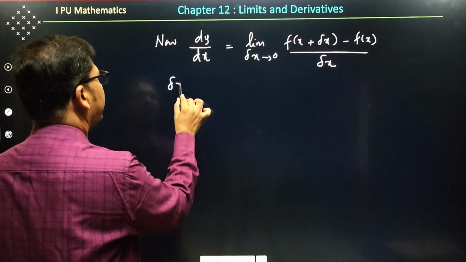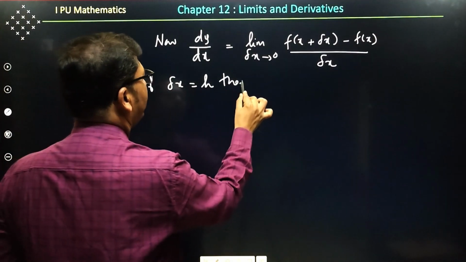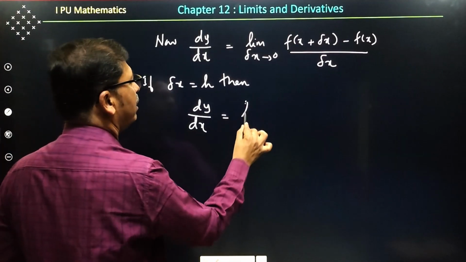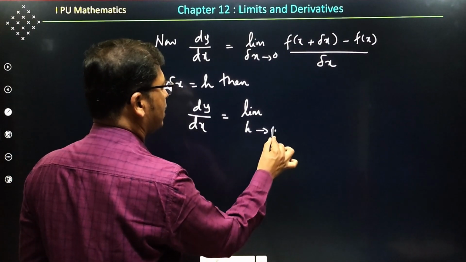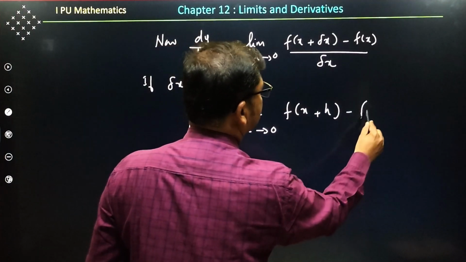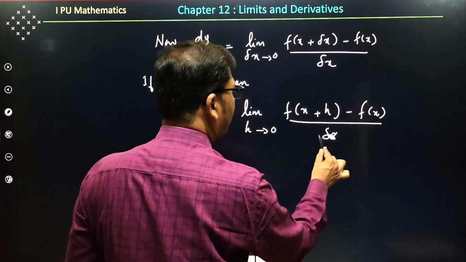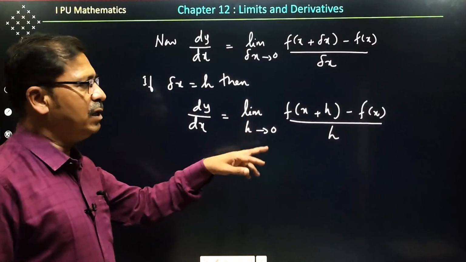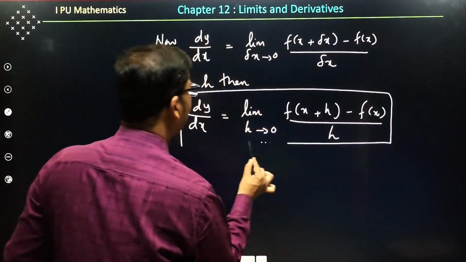Conventionally we take delta x equal to h also. If delta x is equal to h, then dy by dx is equal to limit h tends to 0, f of x plus h minus f of x divided by h. Delta x is replaced by h now, so that's why you need to take h there. This is the definition of dy by dx, the derivative of y with respect to x.